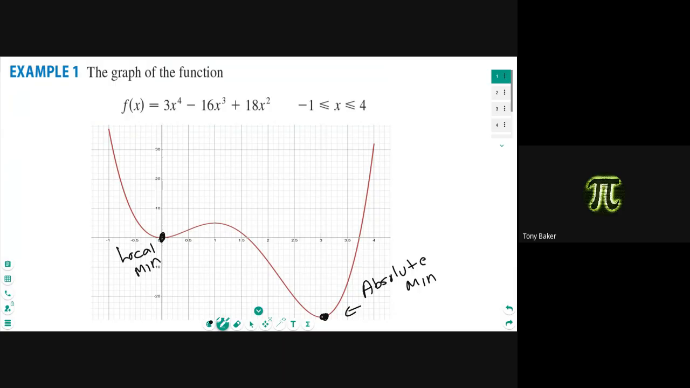Do I have any maximums on this graph? Yeah, right here. So that would be a local max. Do we have an absolute maximum in this graph? No, because these keep going.